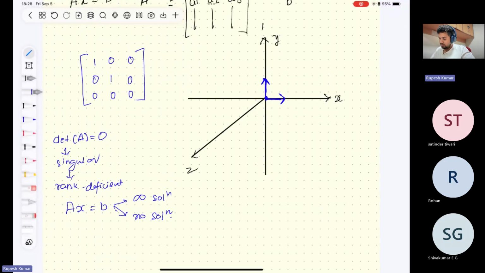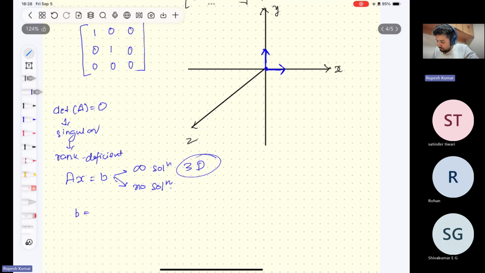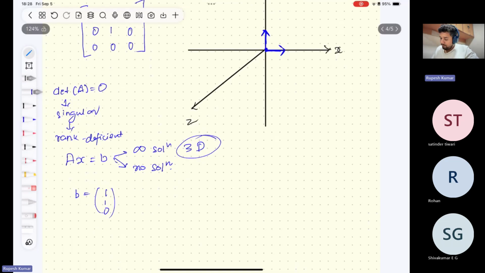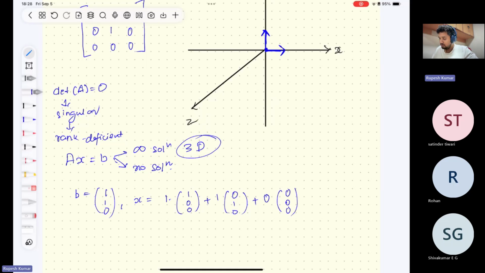We are doing everything in 3D. Now, this is a very simple case. Let me show you an example where you will get an infinite number of solutions in this situation. Let's say our B vector is 1, 1, 0. Then for this B vector, our linear combination would be 1 times column 1, which is 1, 0, 0, plus 1 times column 2, which is 0, 1, 0, plus 0 times column 3, which is 0, 0, 0.